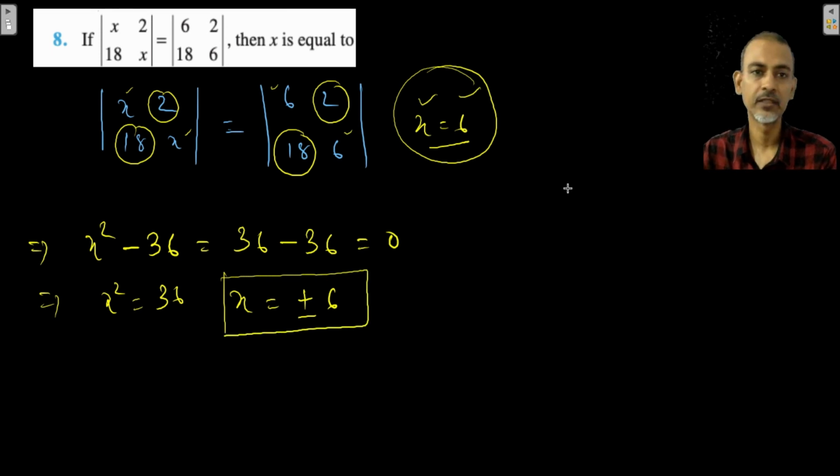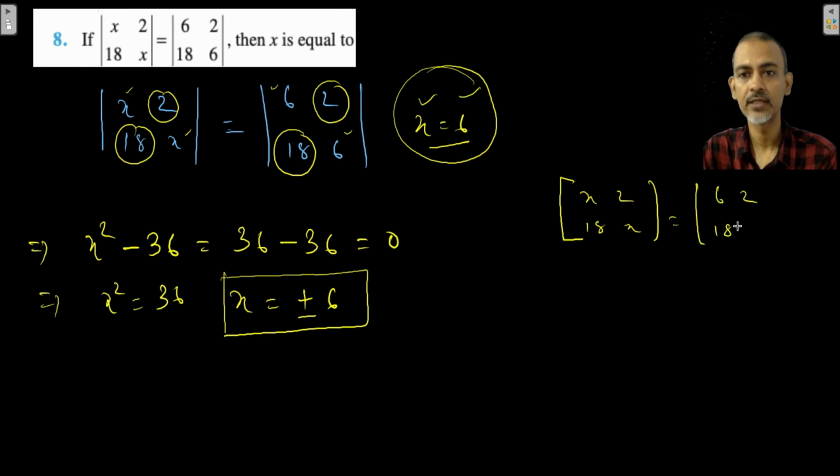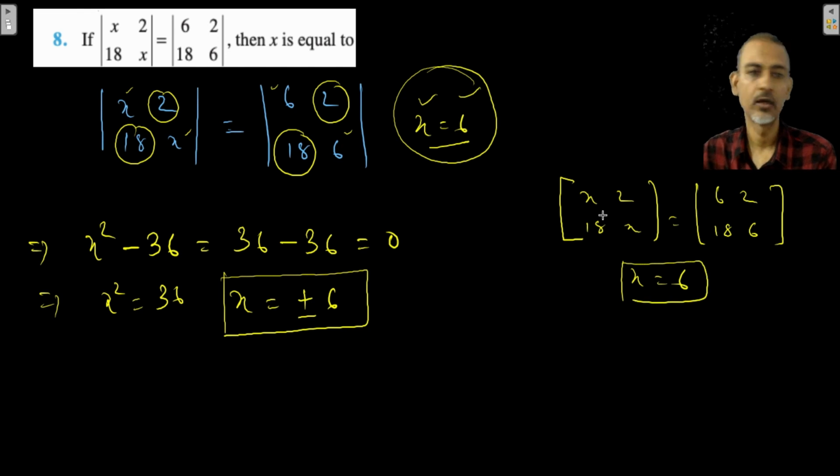Had it been a matrix like this, x, 2, 18, x, and then equals 6, 2, 18, 6, we could have easily said x equals 6, right? But not in this case, alright? Just be aware of that, alright?